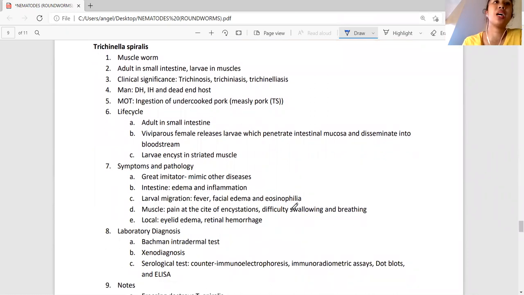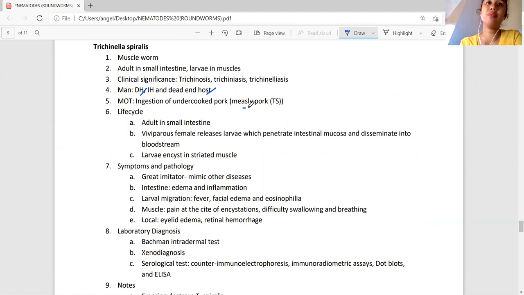Yan, Trichinella spiralis, so muscle worm. So, adult are in the small intestine and larvae in the muscles. So, man is a definitive host, an intermediate host, and a dead end host. Since wala namang kumakain sa man, yan, kasi ang infective stage ng Trichinella is ingestion of undercooked pork. Ayan. So, with encysted larva. So, yan. Dead end host minsan ang tao.